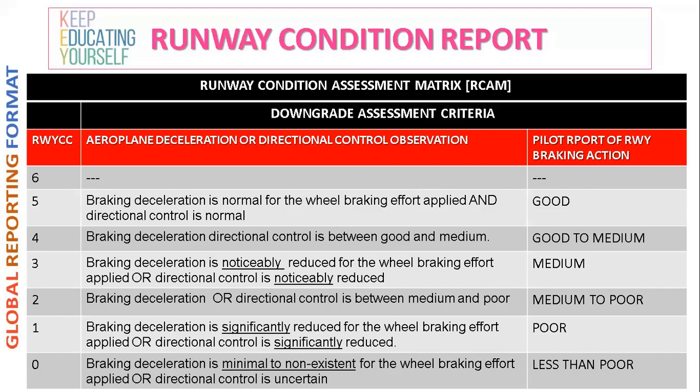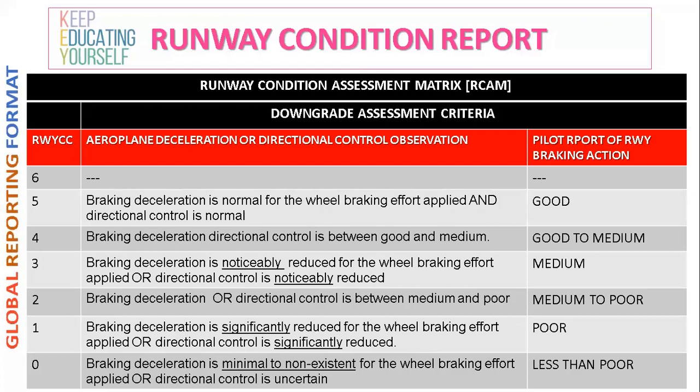Now we will see what the runway condition codes are, what the pilot means by braking action, and how it will actually affect the aeroplane deceleration and directional control observation. So if the runway condition code is 6, no issues at all. The pilot will not report anything. If runway condition 5, aeroplane braking action deceleration is normal for the wheel braking effort and directional control is also normal. The pilot reports good. If the runway condition code is 4, it means that braking deceleration and directional control is between good and medium. The pilot will report braking action as good to medium.